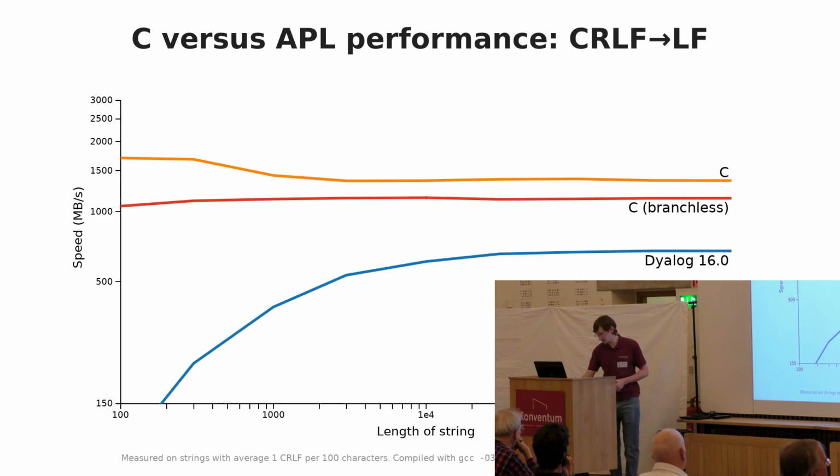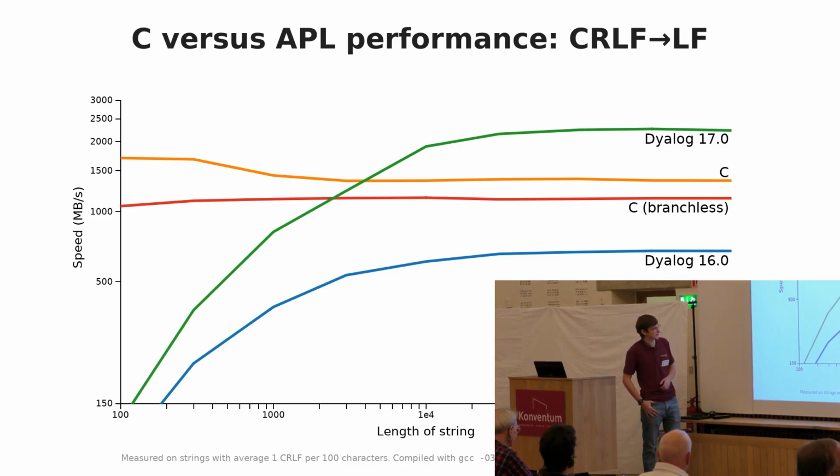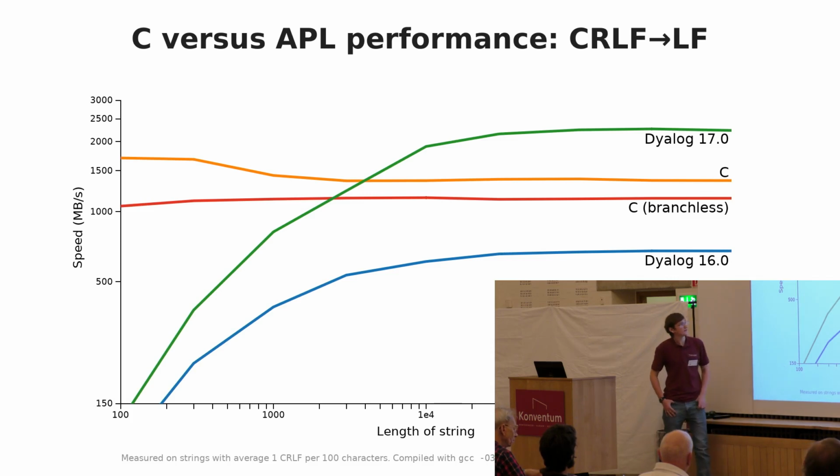So here's Dyalog 17. It's faster than C. And yeah, so in fact, for large strings, this is faster than C. For small strings, Dyalog has array overhead, which someday I'd like to address. There are ways to do that, but it's pretty difficult.